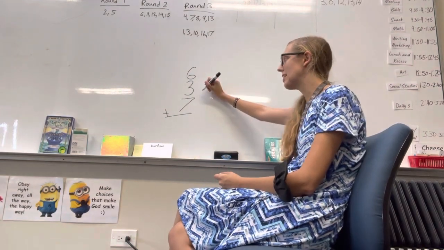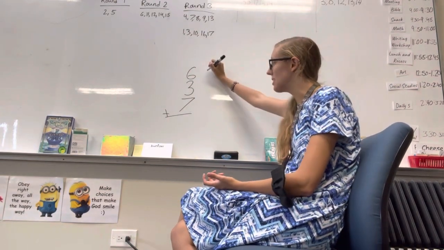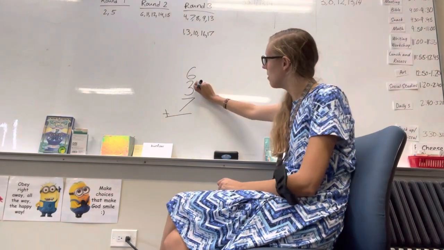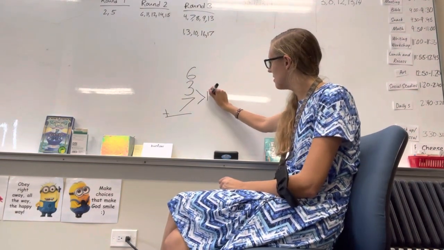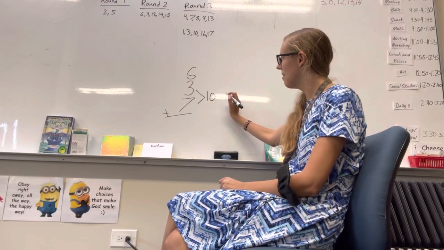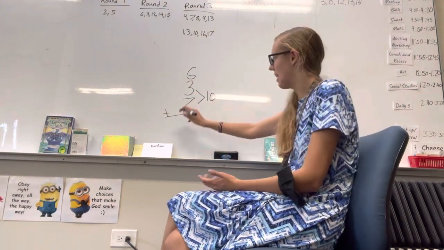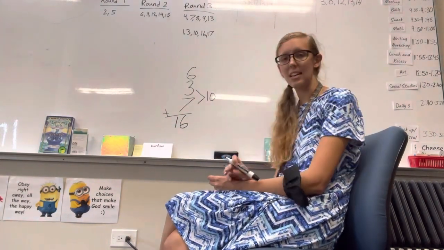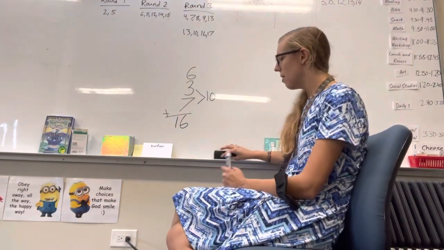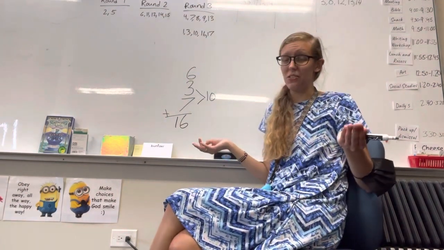So 6 plus 3, that doesn't make 10. 7 plus 6, that doesn't make 10. But 3 plus 7 does. 3 plus 7 equals 10. And then 10 plus 6, that's easy. That's just 16, just like that. Now, that's pretty much what you're going to do on your paper today.